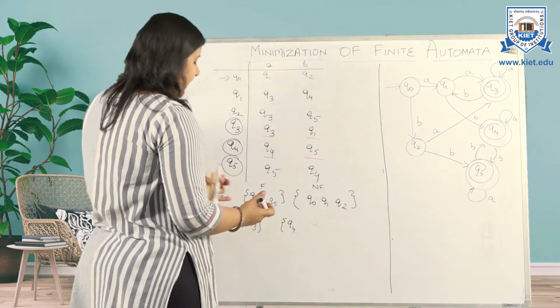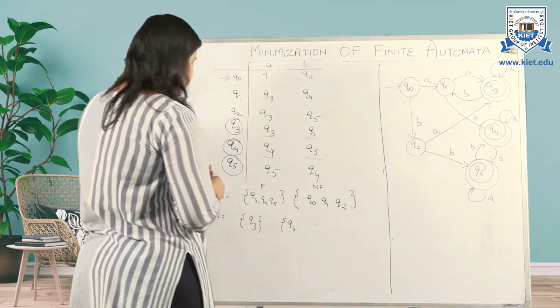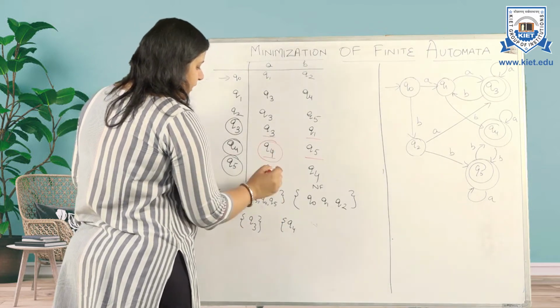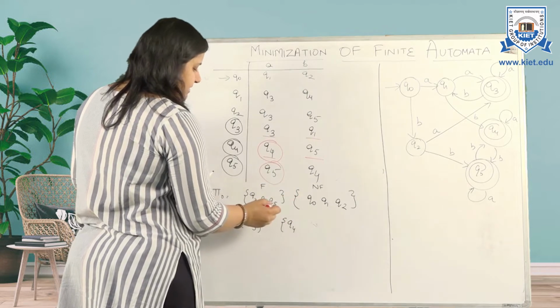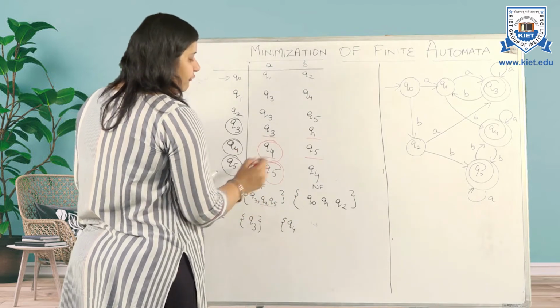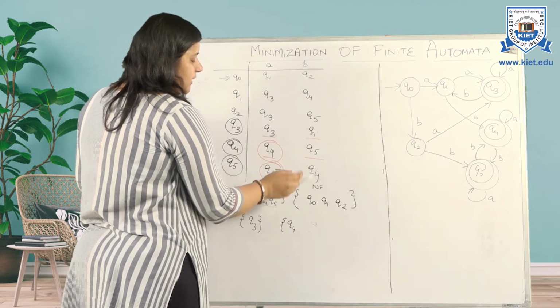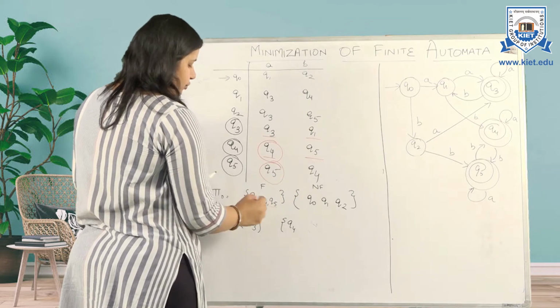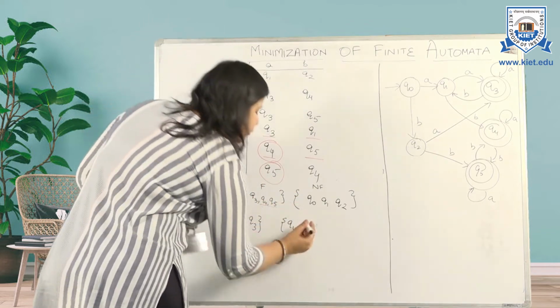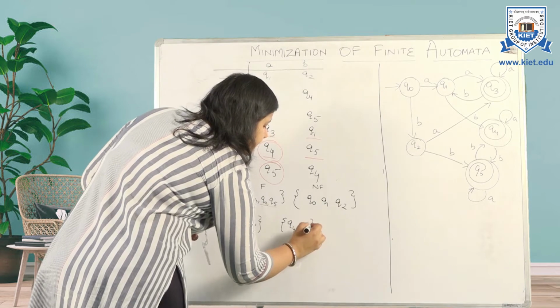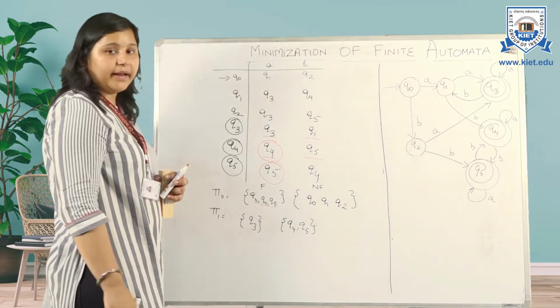Now we will check Q4 and Q5. Q4 and Q5 will belong to one set, the final set. Here Q4 and Q5 belong to the same set, Q5 and Q4, right? So we can say that Q4 and Q5 will belong to one set, right?